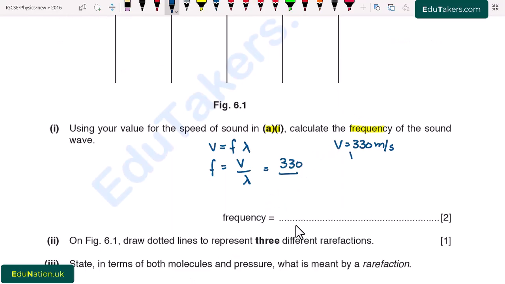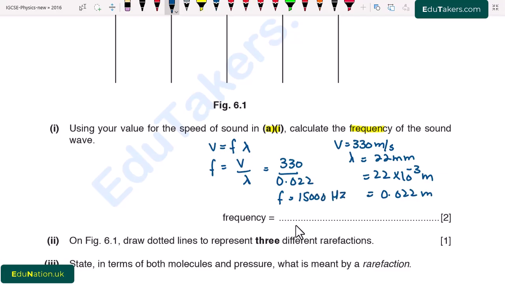So I write here lambda is equal to 22 millimeter, and we have to convert this millimeter into meters. So it will be 22 into 10 to the power minus 3 meters, which is equal to 0.022 meters. So I write here lambda is equal to 0.022, so that the value of frequency comes to be 15,000 Hertz. It means that frequency is equal to 15,000 Hertz or 15 kilohertz. Both of these are correct.